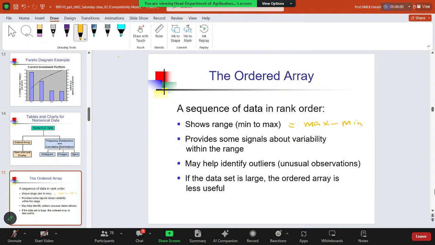Okay. Now with this knowledge, answer my previous question: can we use an ordered array with qualitative data?